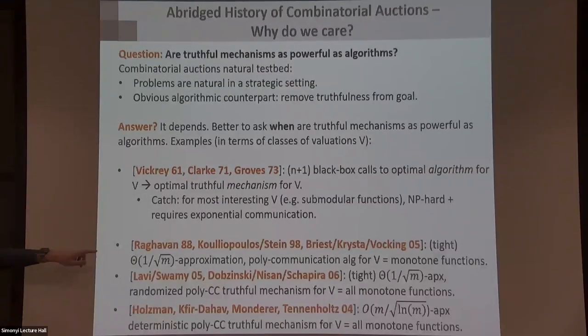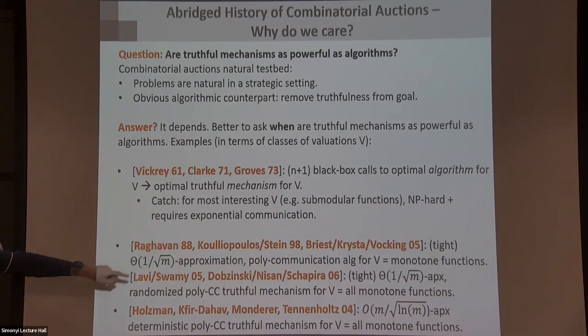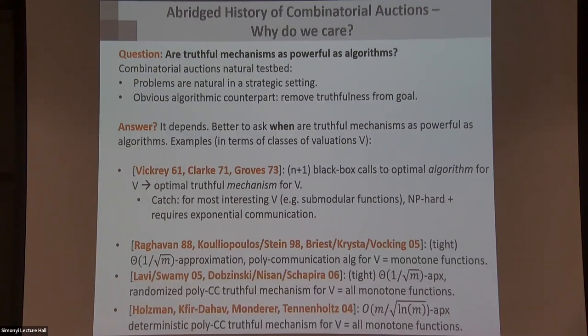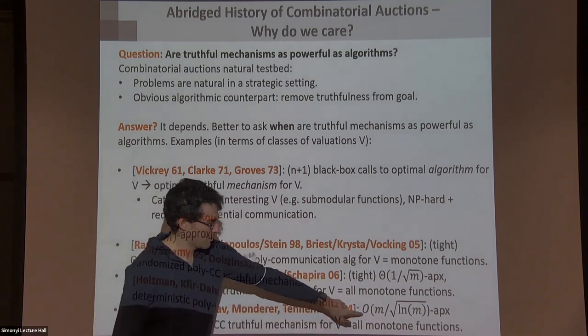Okay, so then you can also say, what if I also want my algorithm to hold in the most general case? If you insist on your algorithm holding for all monotone valuations, we do know an M-approximation in poly communication. This is matched by randomized truthful mechanisms. And the best deterministic truthful mechanism is kind of barely non-trivial.